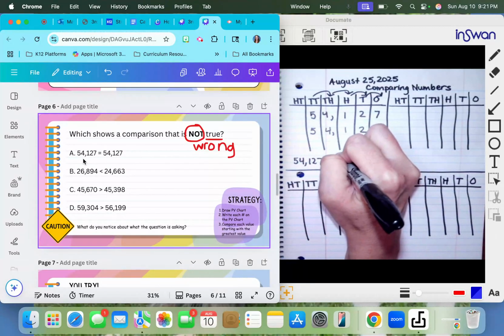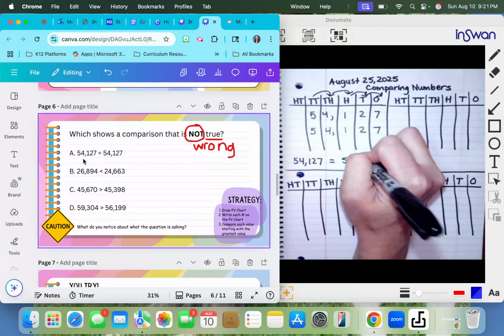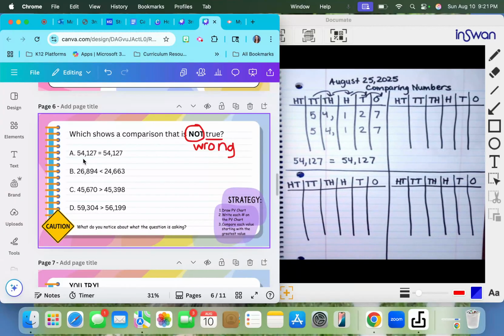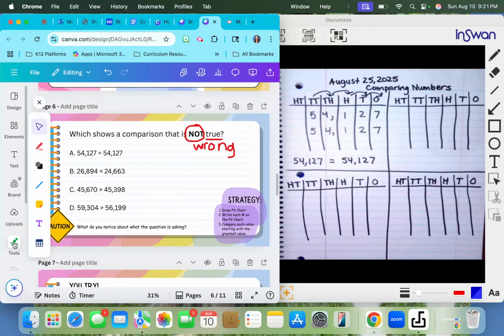54,127 is equal to 54,127. And that is what this statement says. But remember, go back to our question. We want one that is not true. This is true. So do we want this one? Nope, we don't. Bye-bye A. We don't want that one.